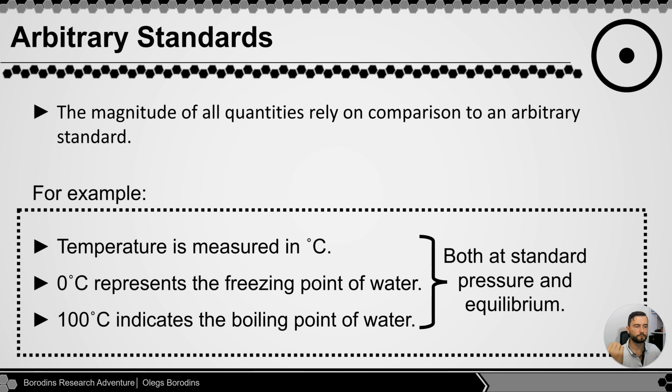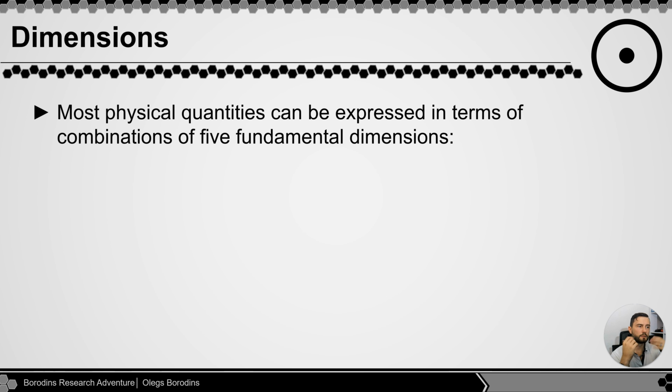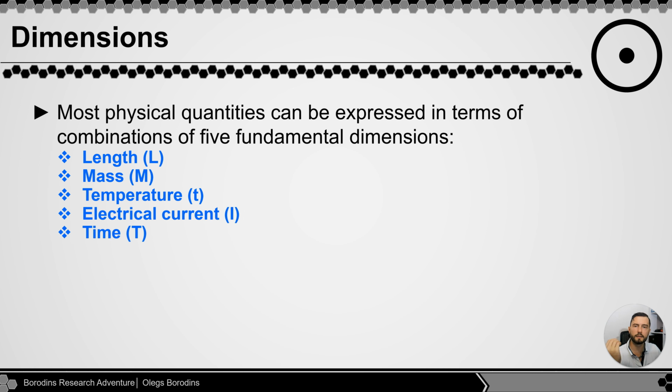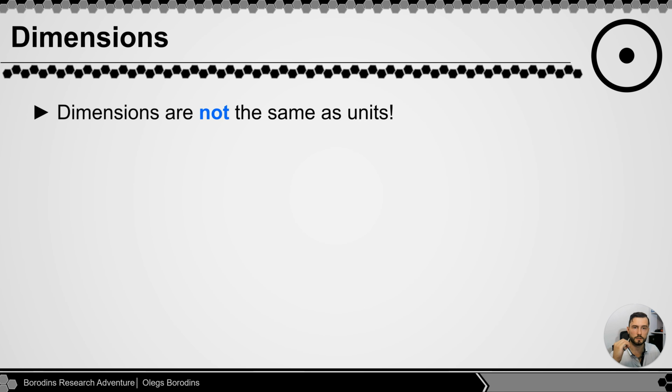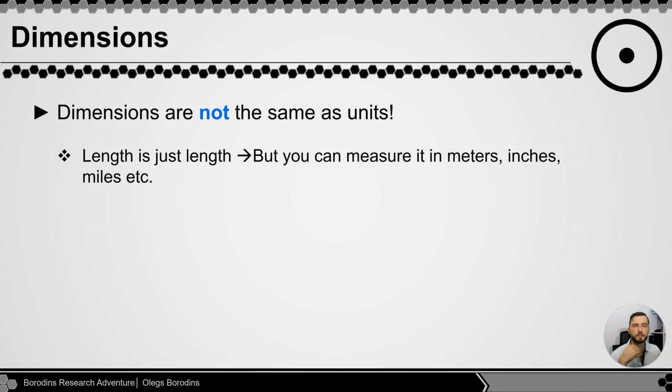And this brings us to dimensions. There are 5 simple dimensions that can form different quantifications, such as length, mass, temperature, electrical current, and time. And as you already may figure this out, units are not the same as dimensions. For example, length. You can measure length in different ways, using meters, inches, miles, elbows, fingers, rock. It's really limited to your imagination.